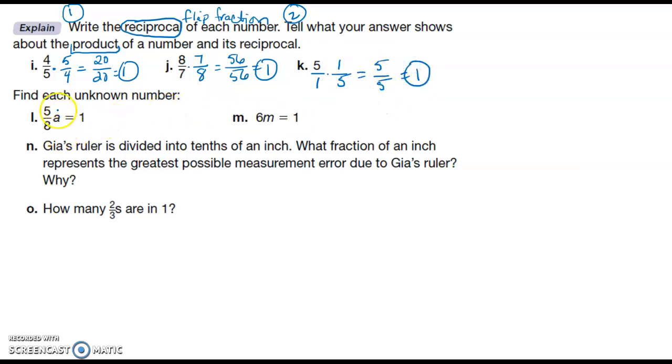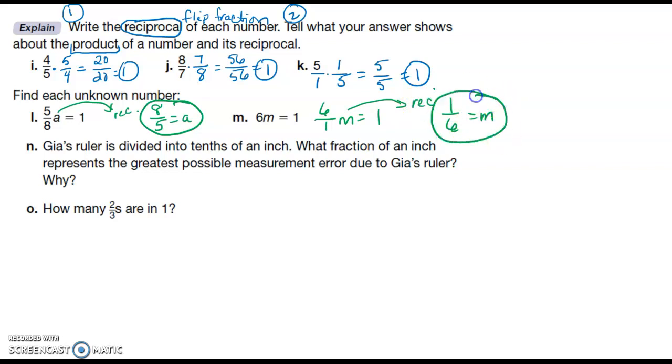Okay. So my next challenge here says find each unknown number. So I know that a fraction times its reciprocal is 1, so I know that this has to be the reciprocal, right? And the reciprocal means I flip the fraction. So that means that 8/5 is equal to A. Okay? And then here we have a whole number, but I can write this as 6 over 1 times m is equal to 1. So I know this is the reciprocal, or the flipped fraction, and that's going to be equal to m.